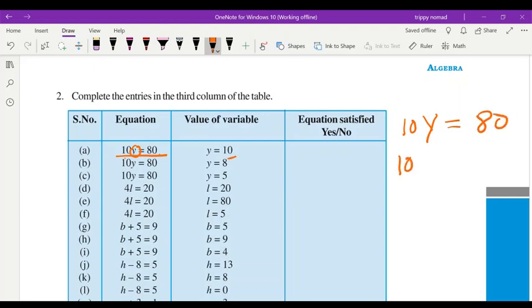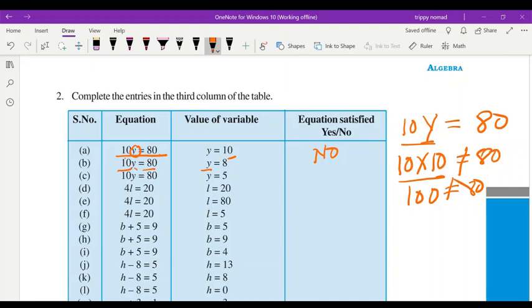Instead of y, you will put 10, because 10y, as in the beginning of this chapter, means 10 times y, that means you have to multiply. So 10 into 10, what will come here? 100, and 100 is not equal to 80. So what will you write here? No. Same way, 10y is equal to 80. Now instead of y you will put 8, so you will get 10 into 8, 80. So you will write yes.